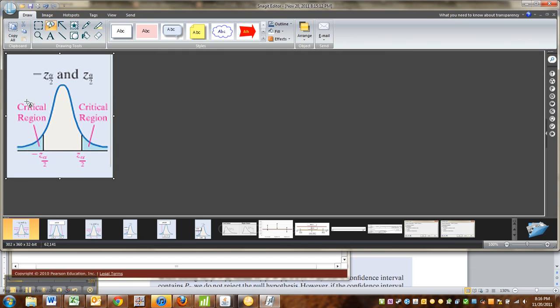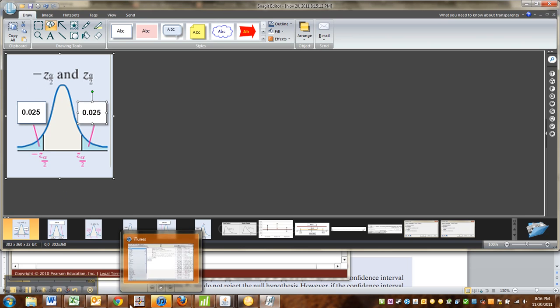Now, notice that the critical region here is split in two, and so you have alpha over 2 on one side and alpha over 2 on the other side. So let's think about what that means. If alpha is 0.05, then this is alpha over 2, which is 0.025, and that's for both sides. That's why the critical values say z alpha over 2 for both of them, okay? So how do you find those?